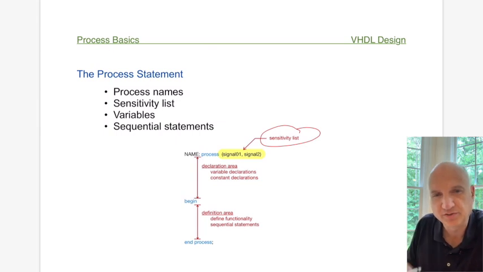But for the most part, processes in a design will have a sensitivity list, and that sensitivity list represents the signals that, when they change, will trigger the process. So if any of the signals in this list change values, like go from a high to a low, or low to a high, or numerically change values if it's an integer, that is something that triggers the process and causes the process to execute.